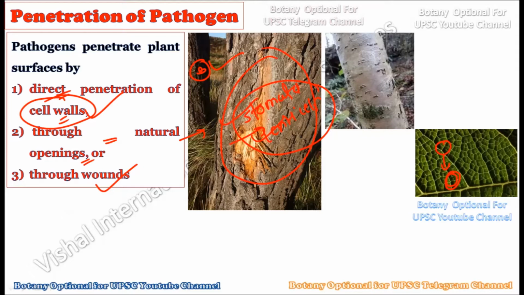So basically, if you want to write the answer in UPSC mains, you should remember three things, that is, how the pathogen is going to enter into the plant body. The very first is by breaking the cell wall. The second is through the natural openings like stomata or lenticels, and third through the wounds or injury.